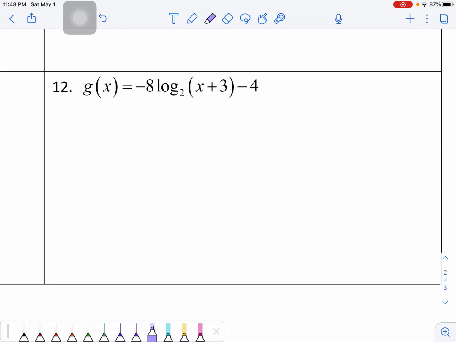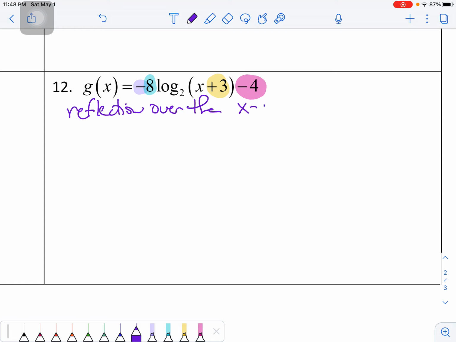One less, I think. All right, so negative sign, 8. The x has a +3 attached to it, and we've got a -4 at the end. So we've got 4 transformations. Let's go ahead and identify them. The minus sign here is the same as the minus sign in the first problem. That is a reflection over the x-axis. If your x value was negative, that would be a reflection over the y-axis.